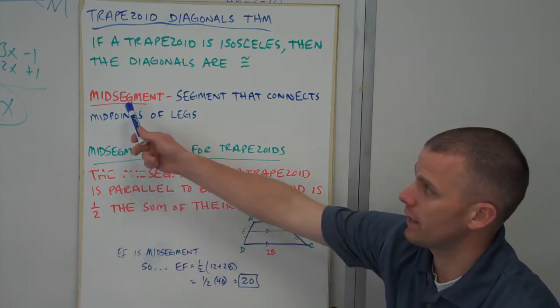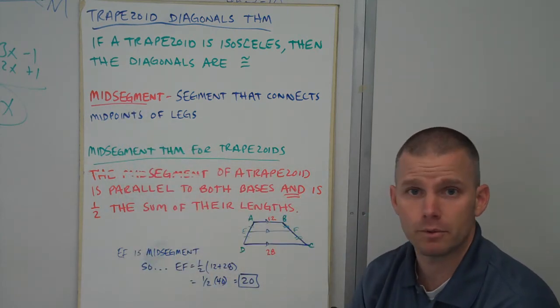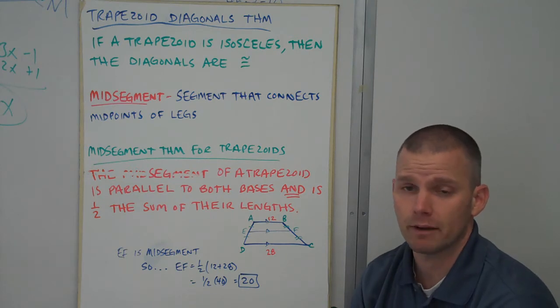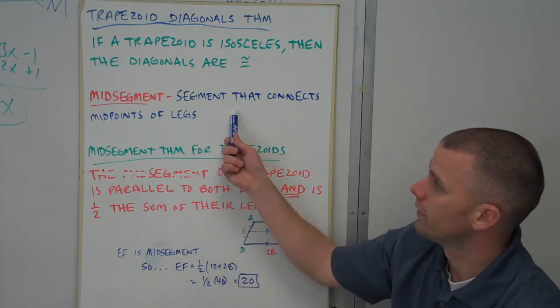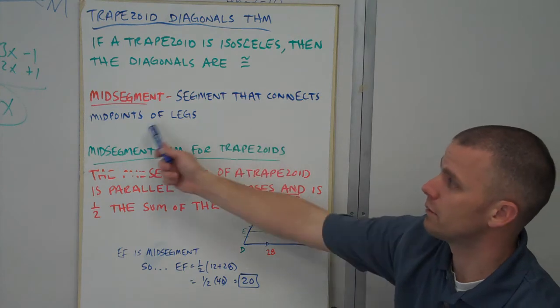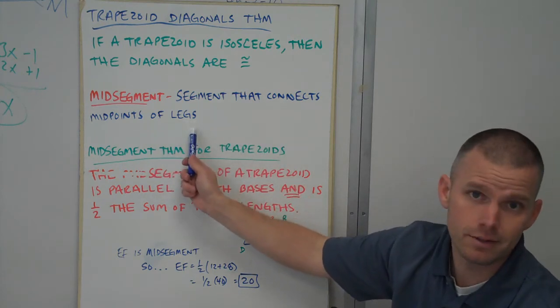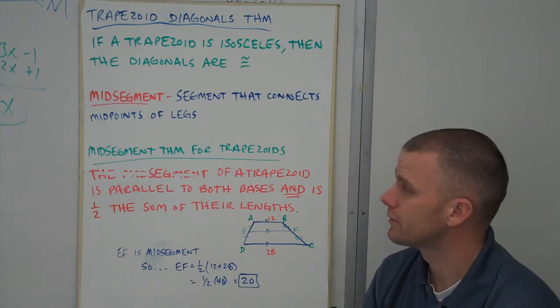An old friend pops back up: the midsegment. We talked about midsegments back in our chapters with triangles, and how the midsegment is a segment that joins the midpoints of two segments together. Well, it's the same thing here, except here it's the segment that connects the midpoints of the legs of a trapezoid. Not the bases, but the legs.